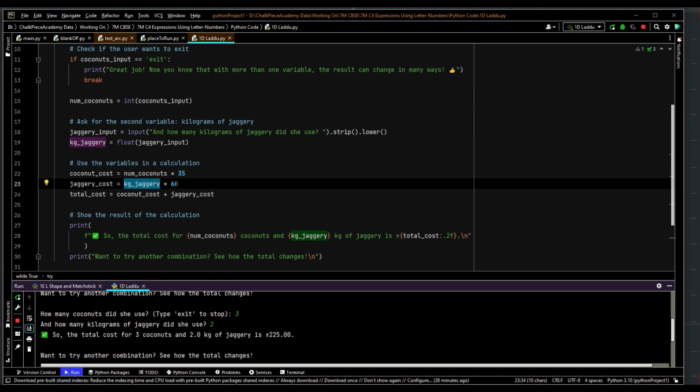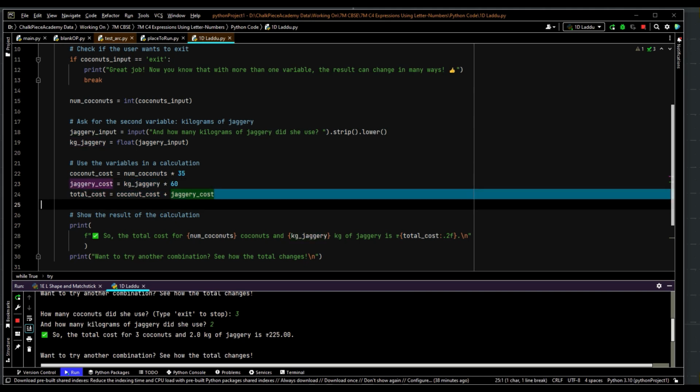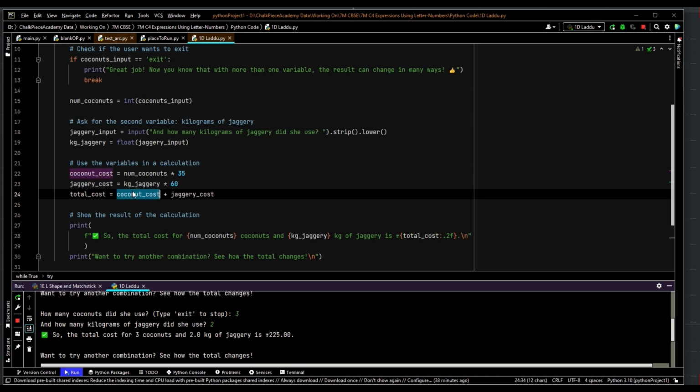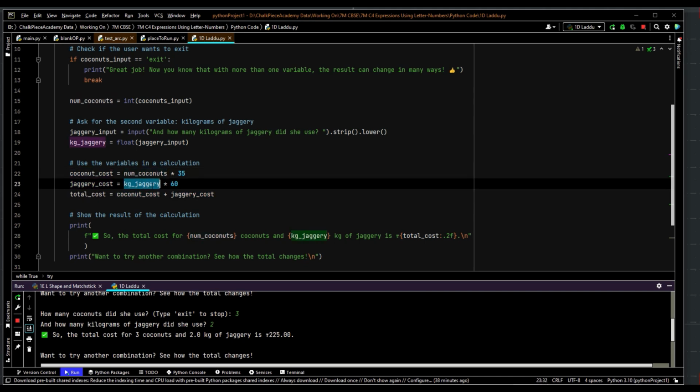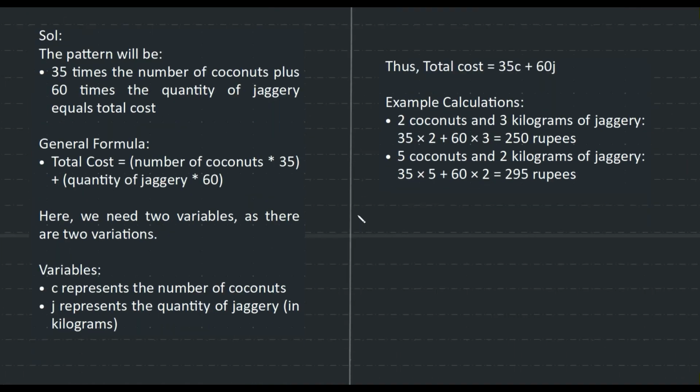So with these two as the inputs, that is with these two as the unknown quantities, we'll be able to figure out the total cost. Because total cost is dependent on how much you will spend on coconut and how much you will spend on jaggery. These two in turn are dependent on the number of coconuts and how many kg of jaggery we take. That's how we figured it out. Again, same steps, same pattern. So 35 times the number of coconuts plus 60 times the quantity of jaggery equals our total cost. The general formula is total cost equals number of coconuts into 35 plus quantity of jaggery into 60. So here we need two variables as there are two unknowns.